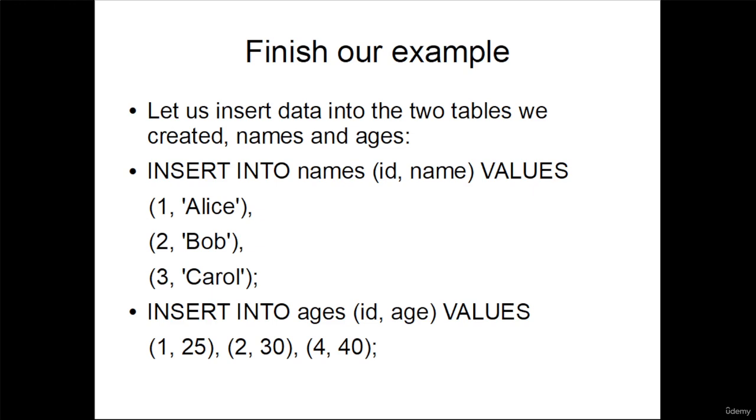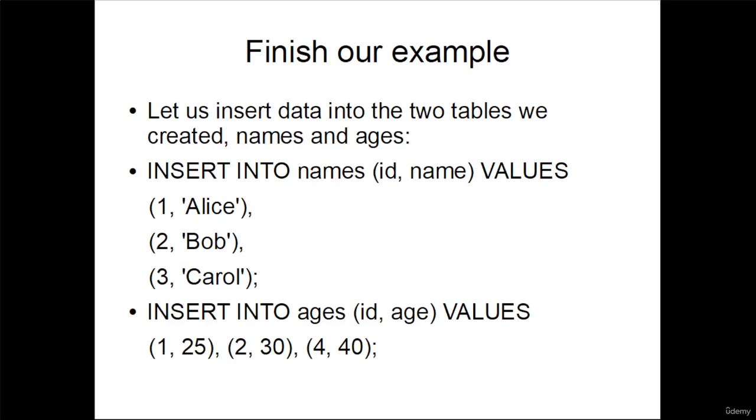But notice something interesting here, there is an ID mismatch between the 2 tables. In the names table, we have ID 1, 2, and 3. In the ages table, we have ID 1, 2, and 4. This means Alice and Bob have both a name and an age in the database. Carol, who has ID equals 3, does not have an age listed. The person with ID equals 4 has an age of 40, but the name is missing in the names table.